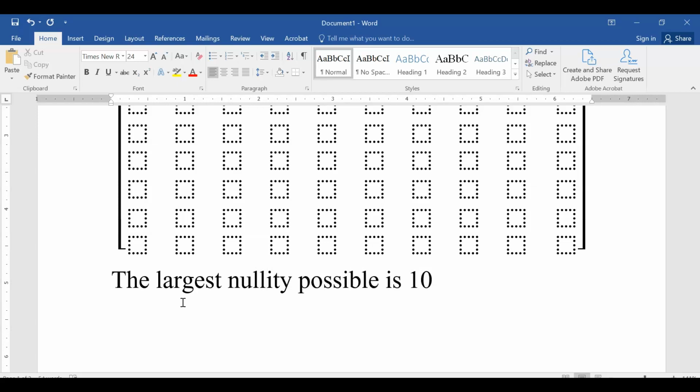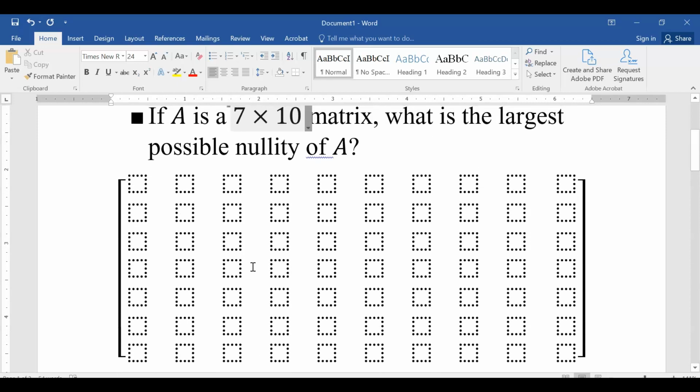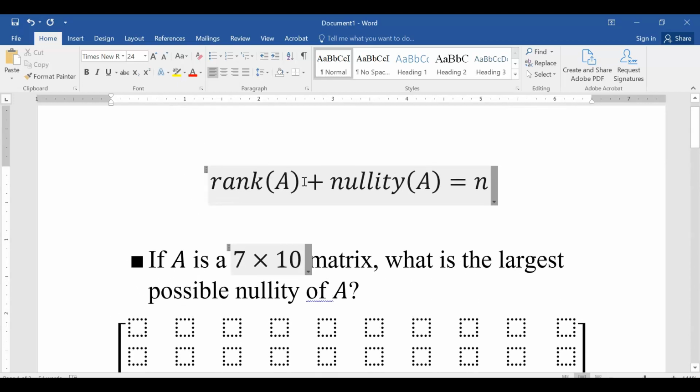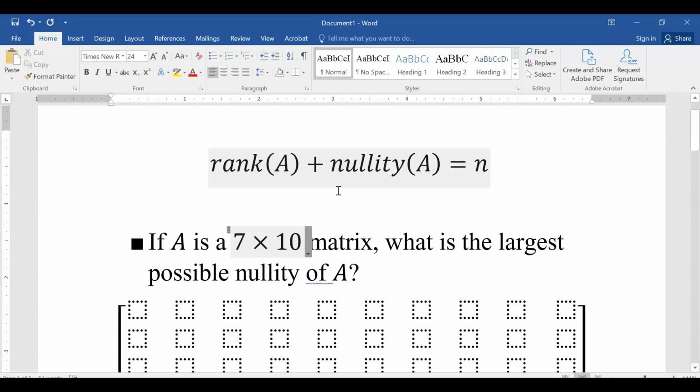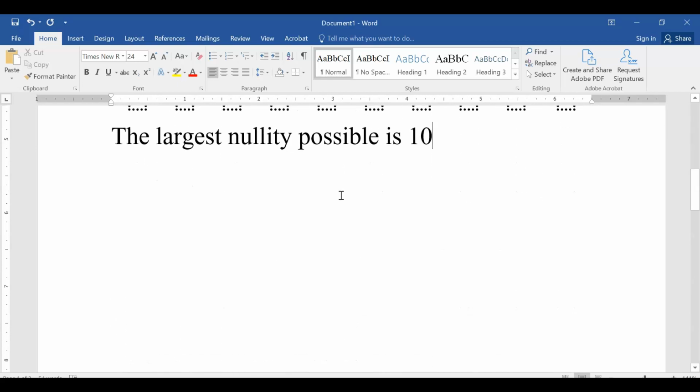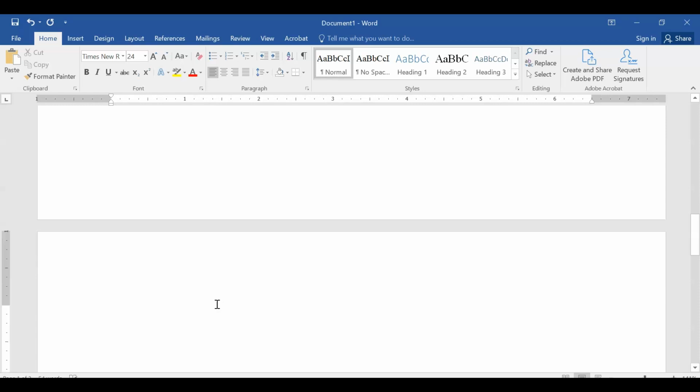is 10. Okay, notice by the way that the largest nullity possible corresponds to the smallest rank possible. So if you go back and look at what we did with the smallest rank possible, we made it the all zeros matrix. The largest nullity and the smallest rank would match up. All right, and vice versa too. The largest rank and the smallest nullity will also match up. So let's go to that side of the understanding.